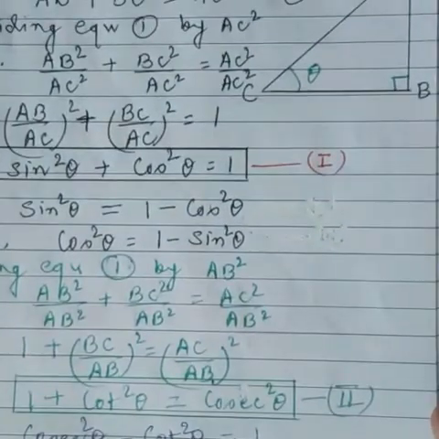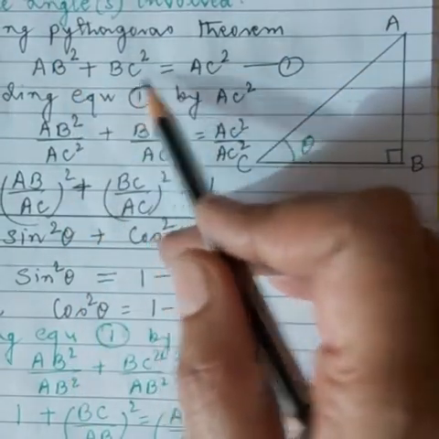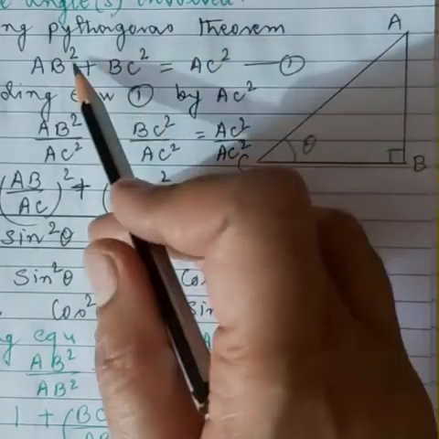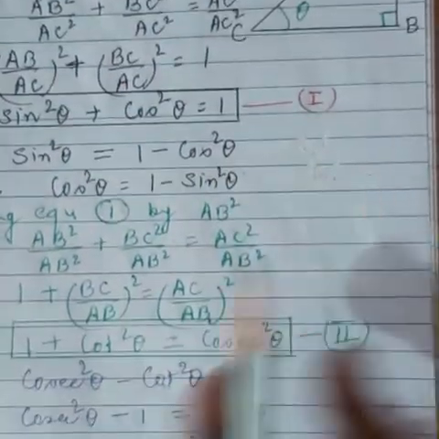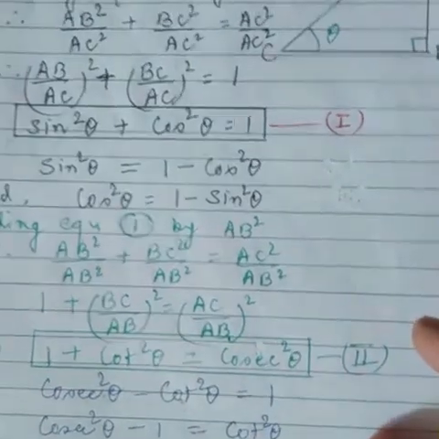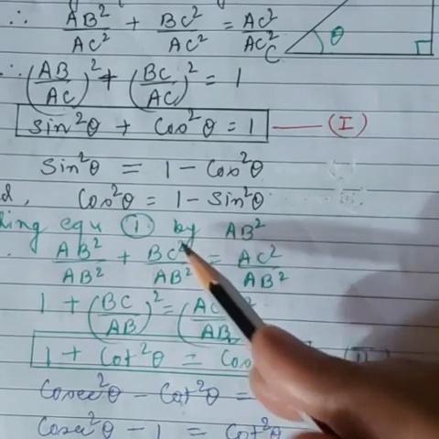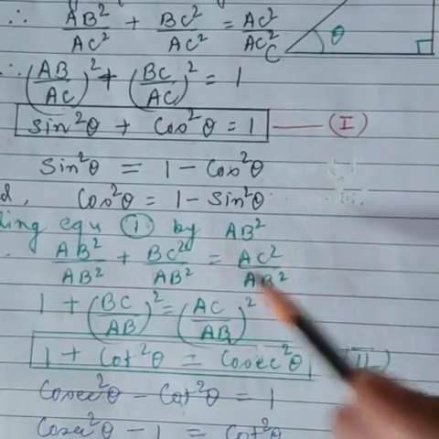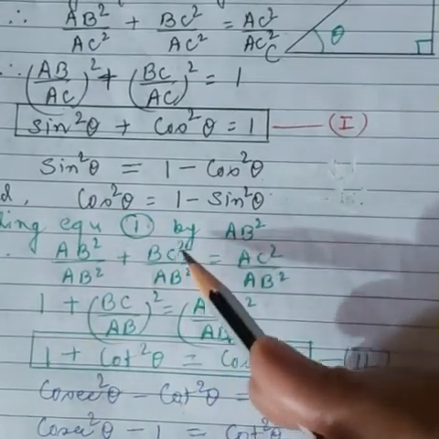We know that AB square plus BC square is equal to AC square. Now divide this equation by AB square. So AB square by AB square plus BC square by AB square is equal to AC square by AB square. Now AB square by AB square is 1, we all know that. Now BC by AB.